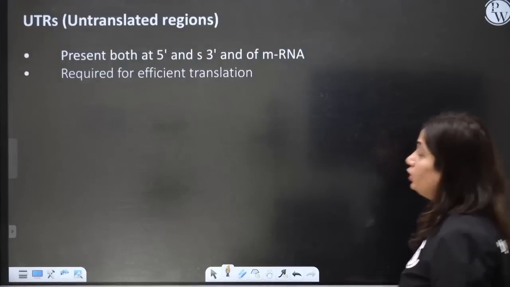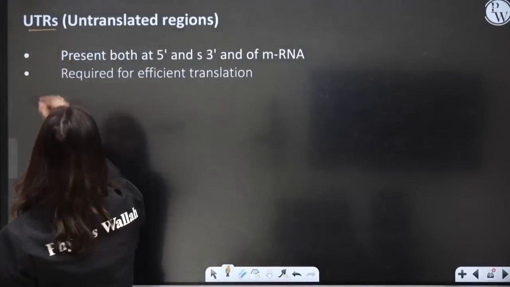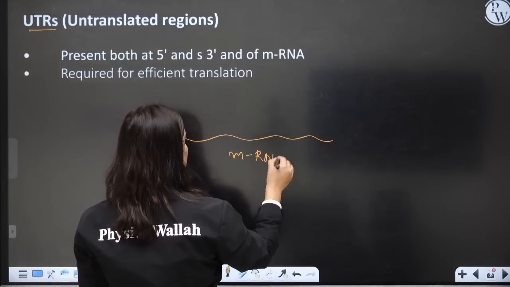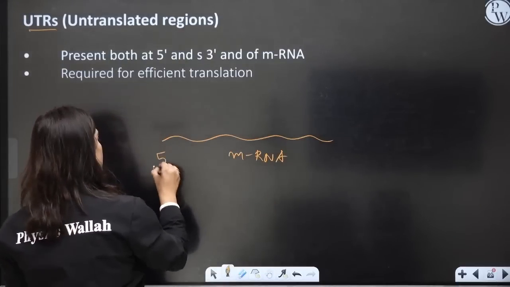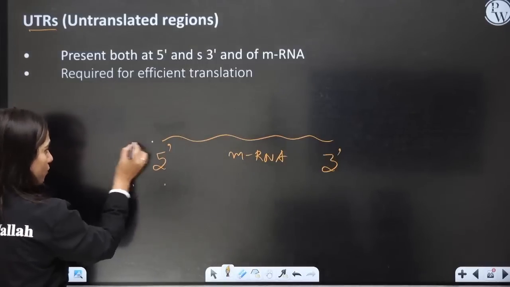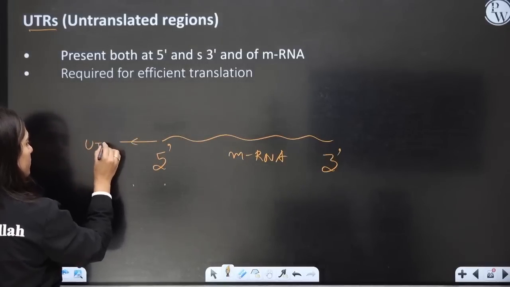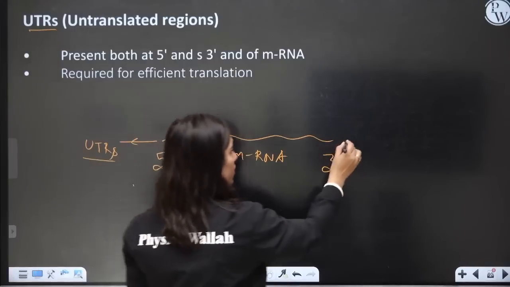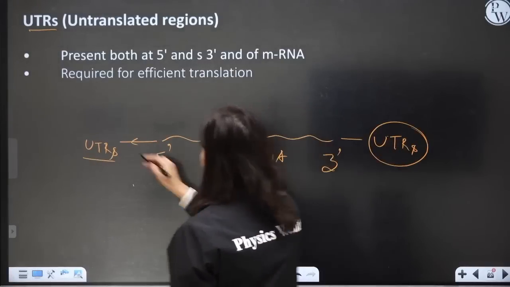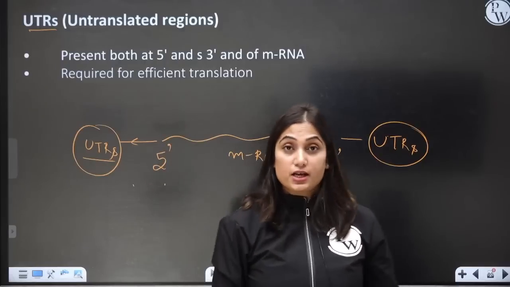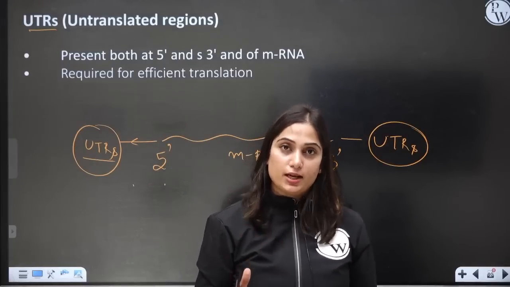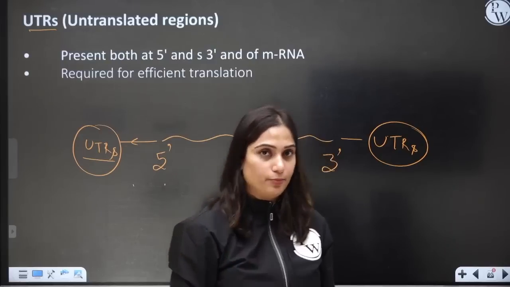Yes. UTRs are present on either side of mRNA, towards the 5' end as well as the 3' end. Before the promoter sequence, UTRs are present, and after the terminator sequence, UTRs are present. So UTRs are untranslated regions which do not get translated, but they make the process of translation more efficient, and they are present both at the 5' and 3' end.